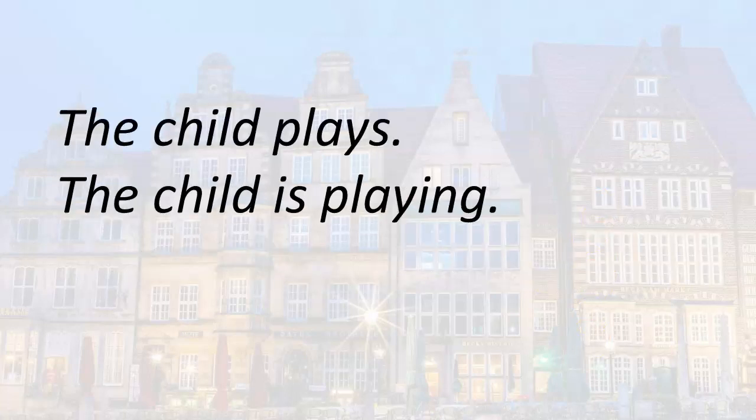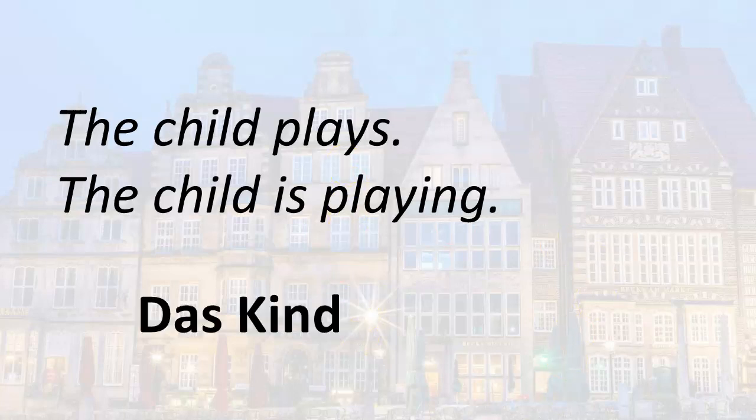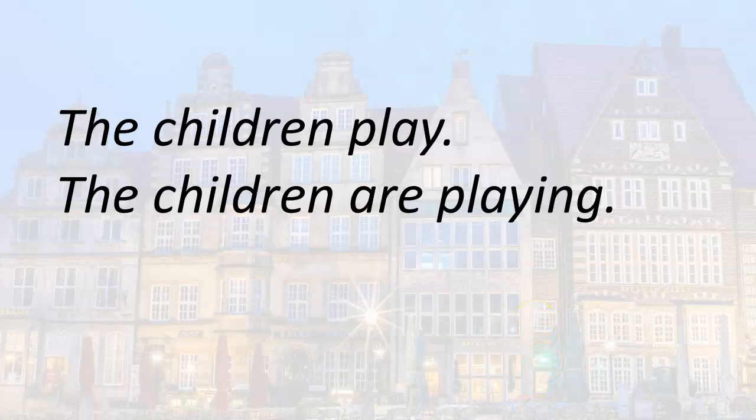Let's look at an example. The child plays or the child is playing. So this is a verb in the present tense which can mean both of these, either plays or is playing. The child, das Kind. The child plays or is playing. Spielt. Das Kind spielt. The child plays, the child is playing. Now let's work with the plural noun.